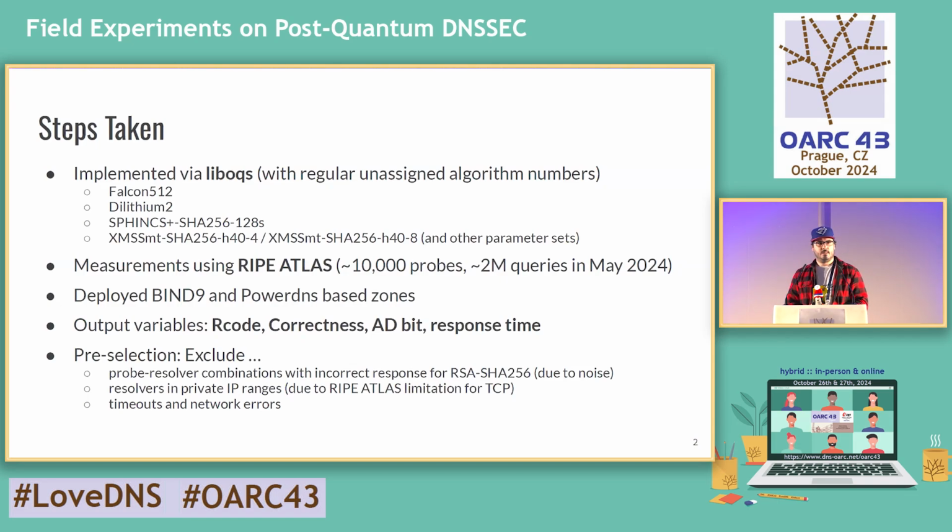So what we did is we used LibOQS, which is an open source cryptography library that has a bunch of post-quantum cryptography in it, and implemented a bunch of algorithms into bind9 and PowerDNS. During this talk, I'll mostly focus on bind9, and you'll see why shortly. And then we utilized the RIPE Atlas testing network with about 10,000 probes across the globe, and we queried about 2 million times back in May.